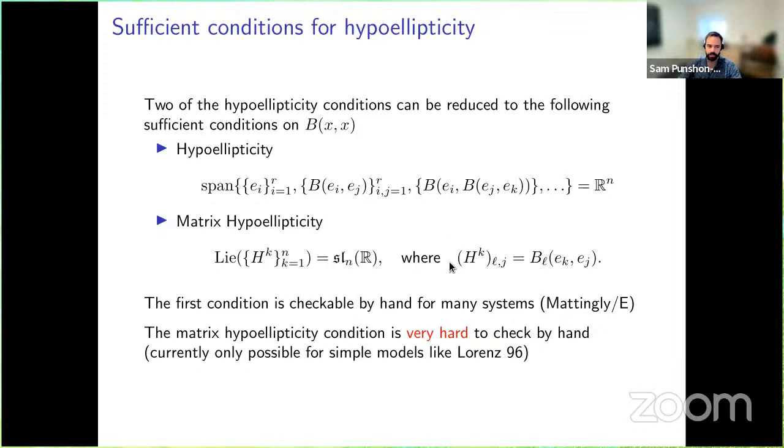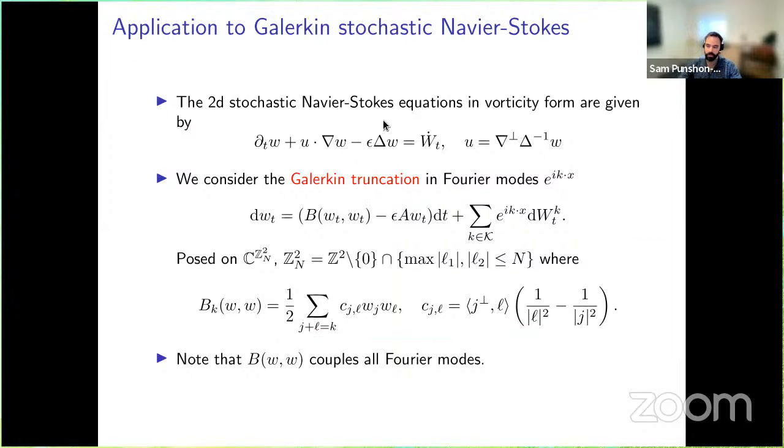But the matrix hypoellipticity case is a little bit more tricky. Namely, if we define this family of matrices H_K, indexed over the noise directions, then this is something that we get by taking the L-th component of B evaluated at e_K, e_L. This is more or less taking the linearized Euler equation and splitting it up into its base pieces. These matrices here are all SL_N matrices, but they're very complicated. They couple many modes. They're kind of banded matrices, and what you'd like to show is that the matrix algebra generated by this gives you all possible traceless matrices. The first one, like I said, is checkable by hand. The second one is very hard to check by hand for many models. If you have things that couple locally in frequency, like this Lorenz 96 model, you can do it, but otherwise it's hard.